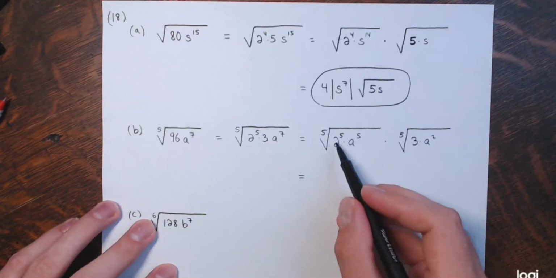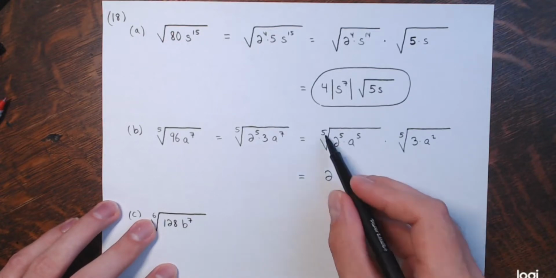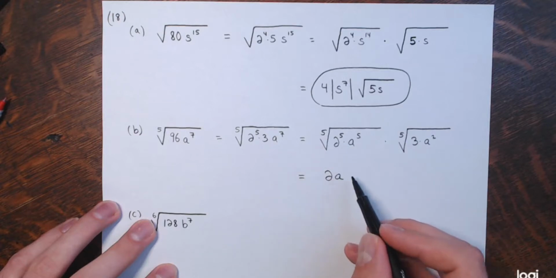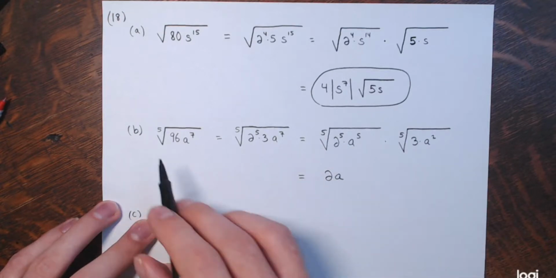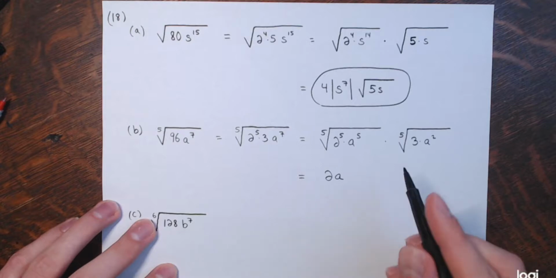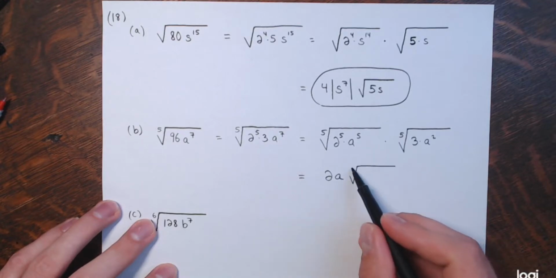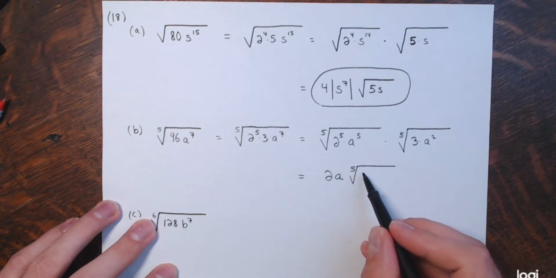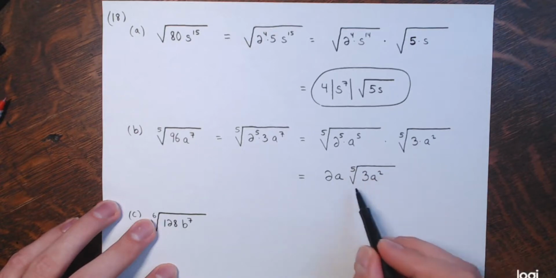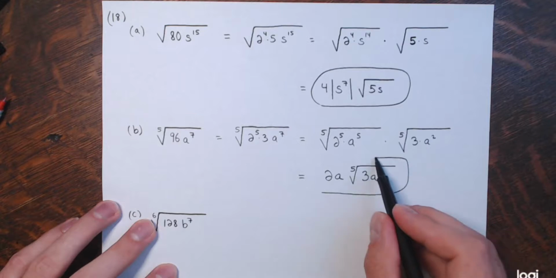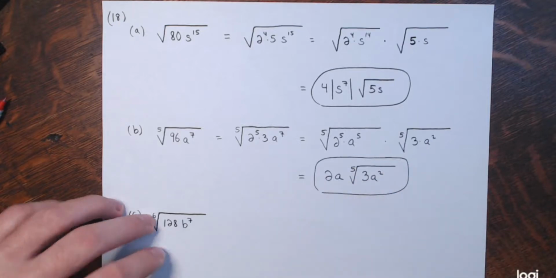Then the 5th root of 2 to the 5th would be 2, the 5th root of a to the 5th would be a. No absolute values because it's an odd root, right? Don't worry about that. So we have 2 times a, and then times the rest, right? Times that 5th root of the non-5th power, the 5th root of 3a squared. And there you go. That's as simple as that radical gets.